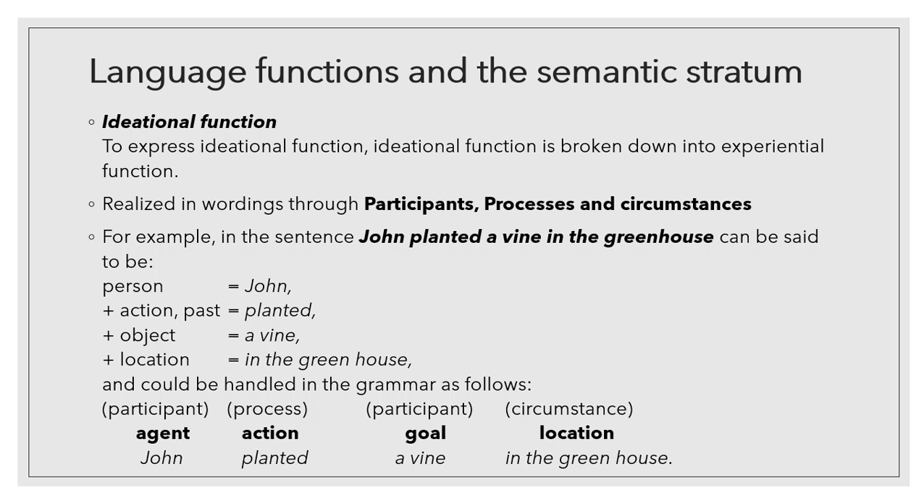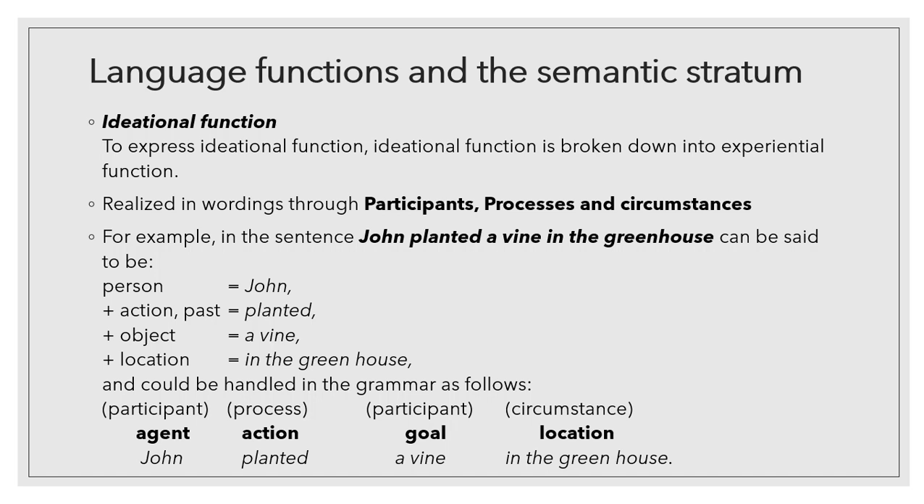John planted a vine in the greenhouse. You are going to break it down into experiential function: John is a person. And then what happened with John? He does an action. Because this is past tense, he did an action. What is it? Planted. Okay, nice. How about the object? Planted what? A vine. A vine, just that? Actually, he planted a vine in the greenhouse. So we have the phrase in the greenhouse, which describes the location.